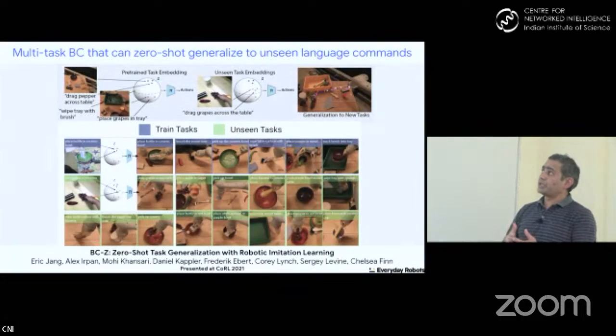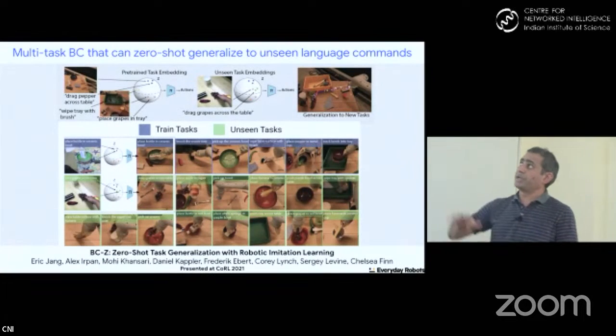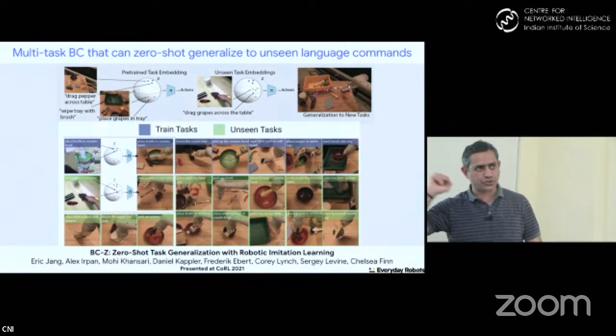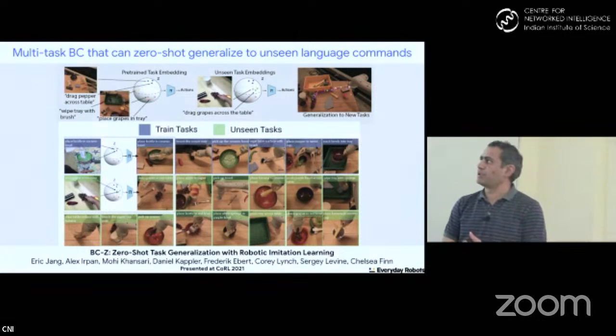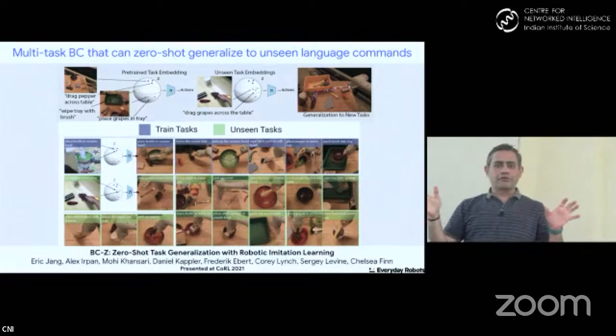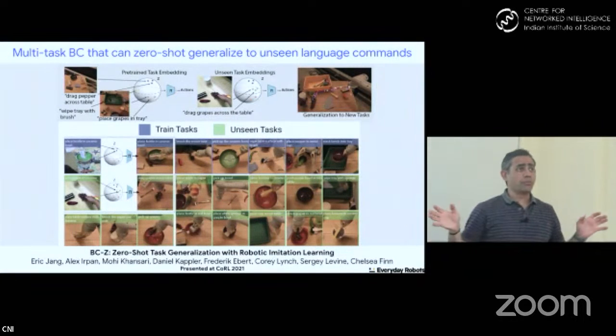Now the earliest project that used this was what we call multitask BC-Z, for zero shot learning. Here the idea was pretty simple. We collected a few hundred hours of data from teleoperators.